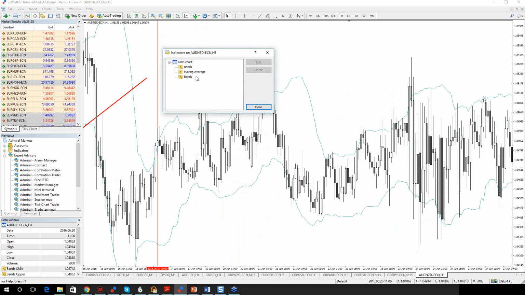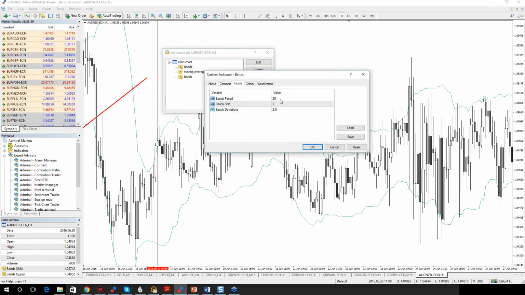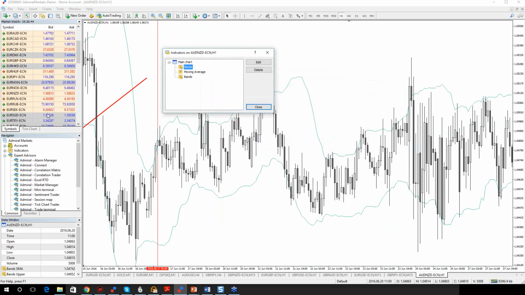I also apply it to my EQ, and it's very simple. It's good, and a lot of trading opportunities can be found by following this. Bands are set on 20, and deviation is 2. Now another thing, I also wanted to show you this.